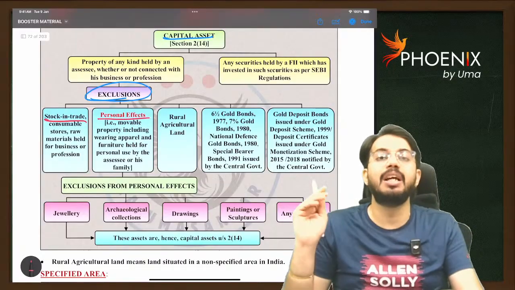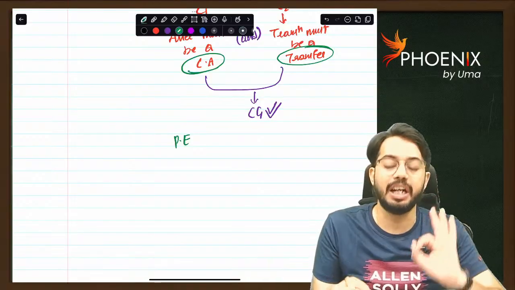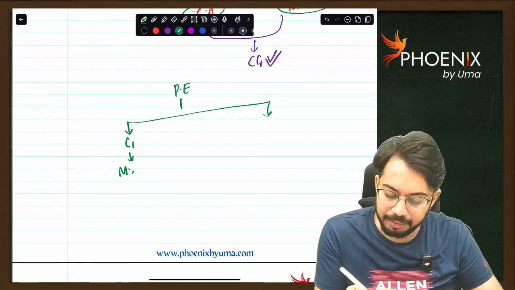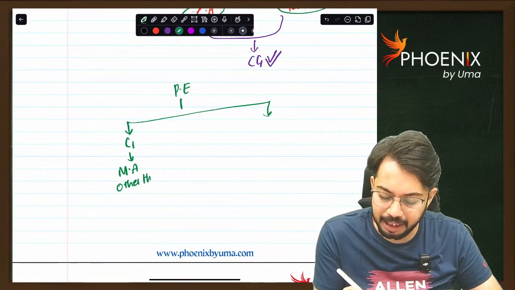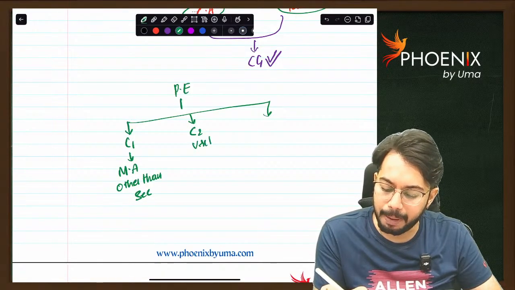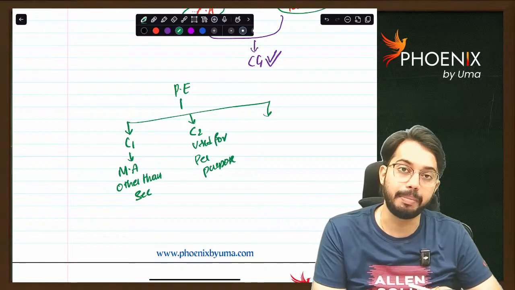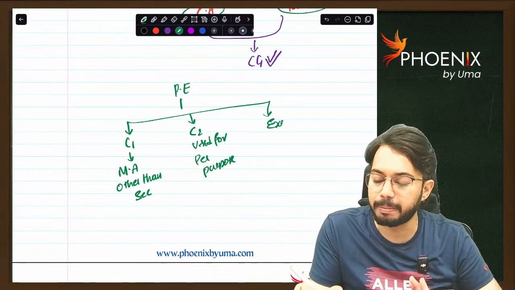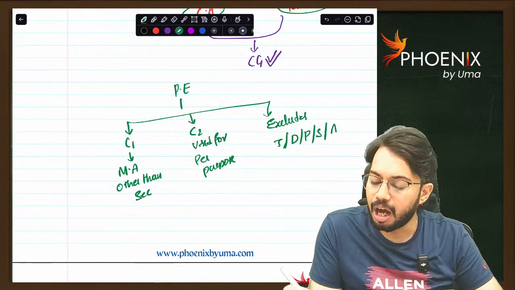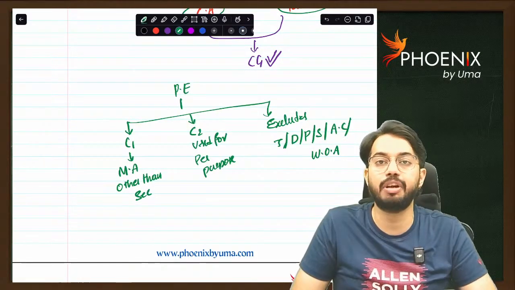Personal effects. Sir, what do you mean by personal effects? To call any asset a personal effect, three conditions are required to be satisfied. Condition 1, it must be a movable asset other than security. Second, it should be used for personal purpose by the assessee or his family members. Third, personal effect excludes jewelry, drawing, painting, sculpture, archaeological collection, and any other work of art. These are excluded from the definition of personal effect.